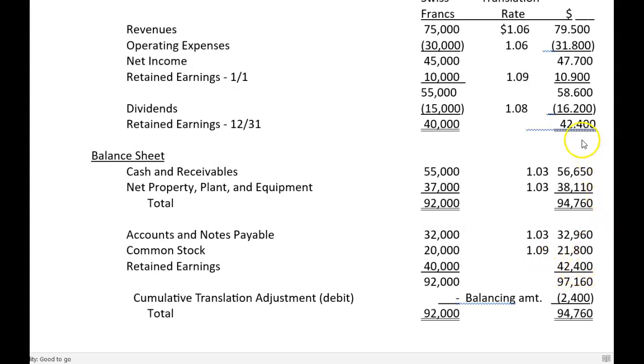This 42.4 just comes down from up above. Okay, so you just drop that in. You have total assets of 94,760, total liabilities and equity of 97,160. So the balancing amount, the difference between the two, is the translation adjustment. Now, this is the first year, so you see cumulative translation adjustment, but we didn't own the company at the beginning of the year, so the 2,400 is both the cumulative translation adjustment and the change for the year.